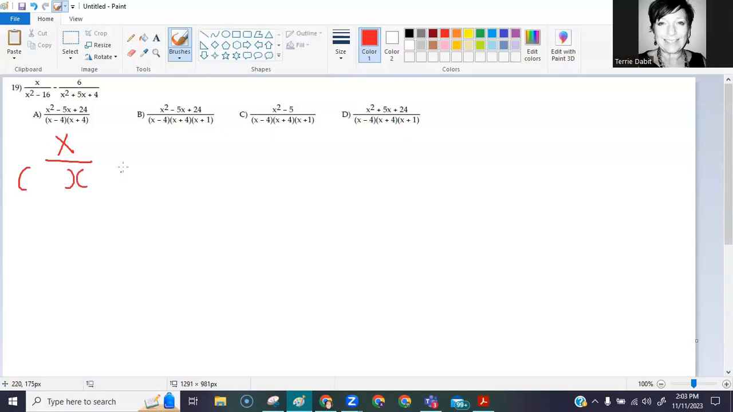It looks like on the left side, I have difference of squares. So that's going to be a plus 4 minus 4. And then I'm subtracting a 6. And it looks like on this side, I have x, x, 4, and 1. And both of them are positive. So I now have found my LCD.